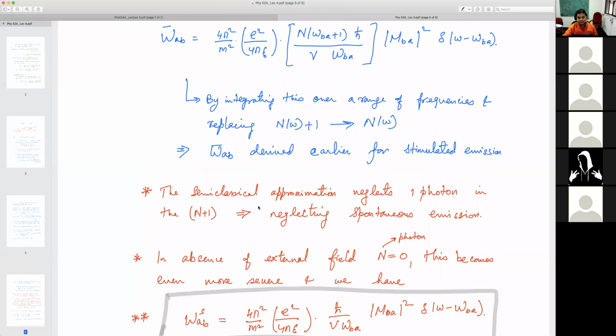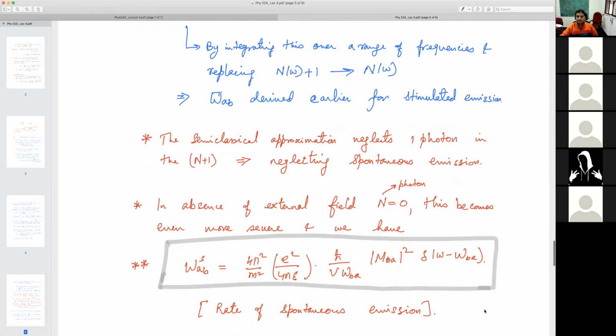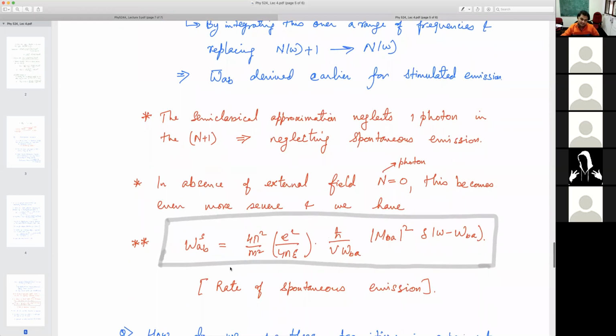First term 4 pi square by m square. I get this alpha term. I get this h bar by v omega. N is 0, 1 remains, right? MBA mod square times delta omega minus omega BA. And this one extra photon is what gives you this rate of spontaneous emission.